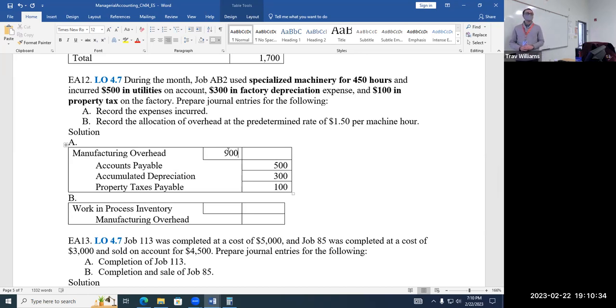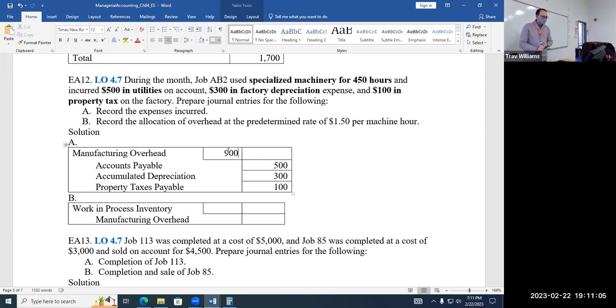Okay. So I like to think of manufacturing overhead as this big bucket that all these manufacturing costs go into, except for direct labor and direct materials. And then when we complete each job, it's kind of like we take a ladle based on our overhead allocation rate, and we apportion some of that cost of manufacturing overhead to that particular job. Okay, so A is complete.